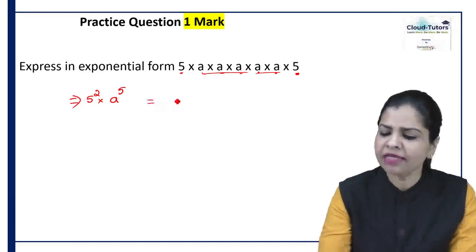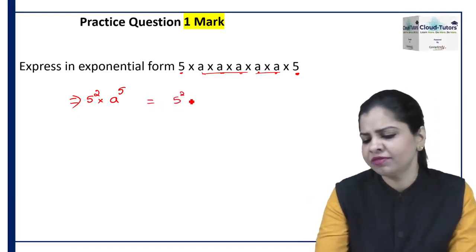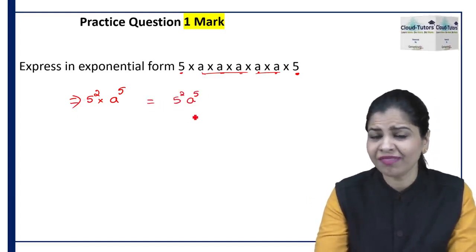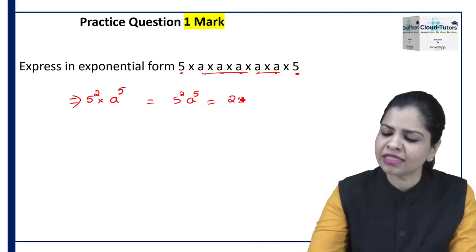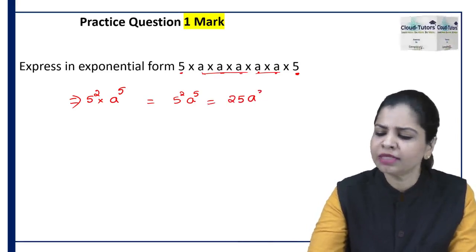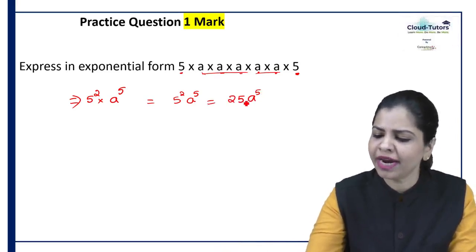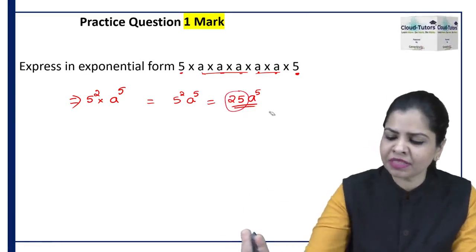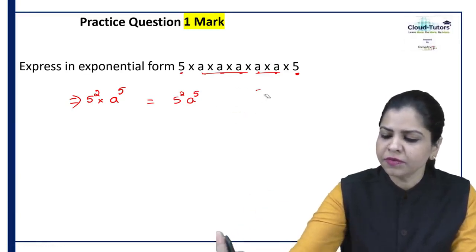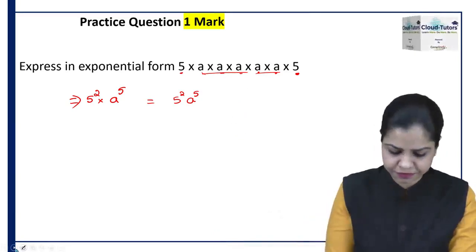So I simply write this as 5 square a power 5, or could I also write this as 25 a power 5? No, since they have asked us for the exponential form, this will not be the exponential form, right? This is not 25. This is the product, so no, this is not. So this is your answer.